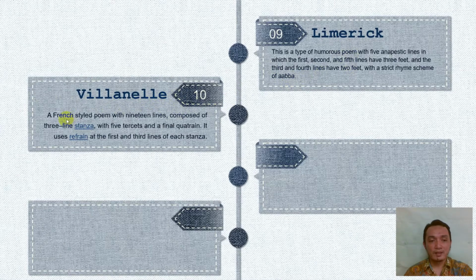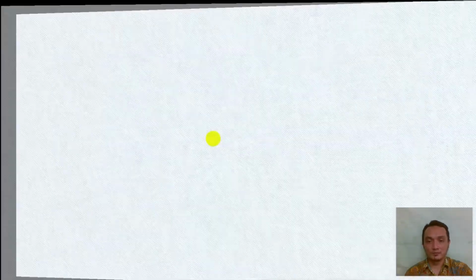Villanelle, a French style poem with 19 lines, composed of 3-line stanzas, with 5 tercets and a quatrain. It uses a refrain at the first and the third lines of each stanza. These are the kinds of poem.